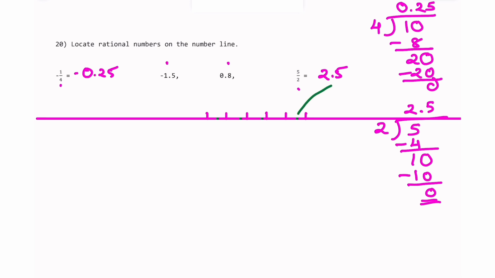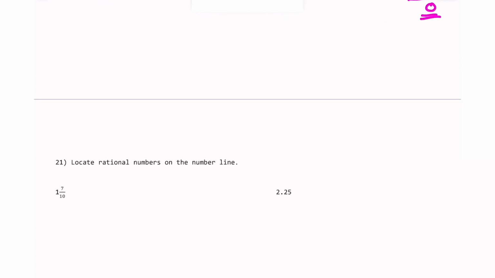So this is 2.5. This is 0.8. This is minus 1.5 here. And this one is here. Okay? So that's 0, that's 1, that's 2, that's 3, that's minus 1, and that's minus 2. Okay, so using a ruler makes it easier because then you know exactly where you're pointing, right? Let's move to the next question.